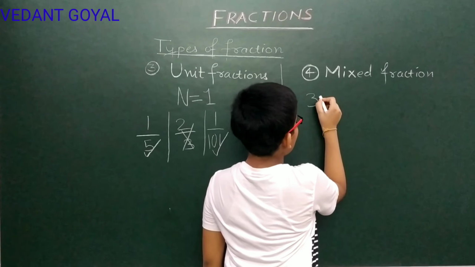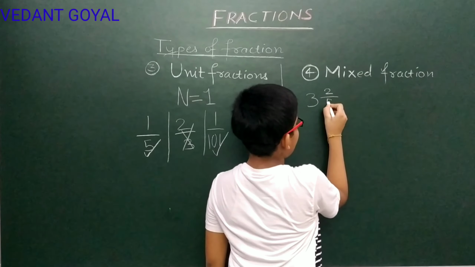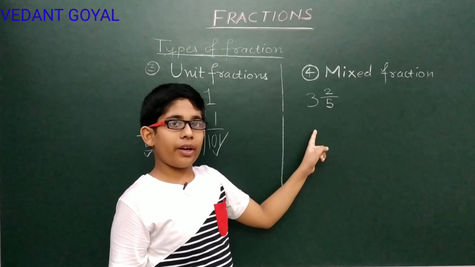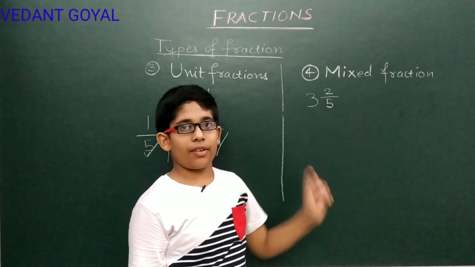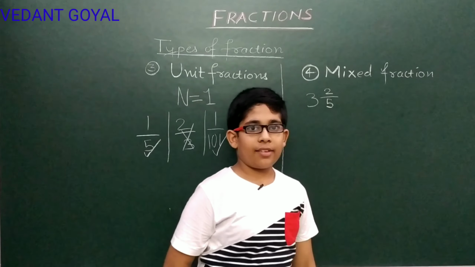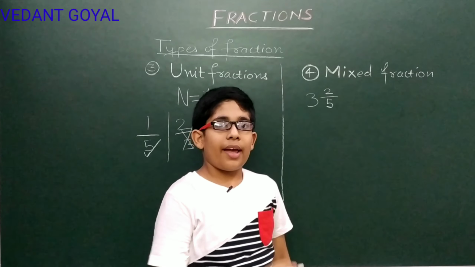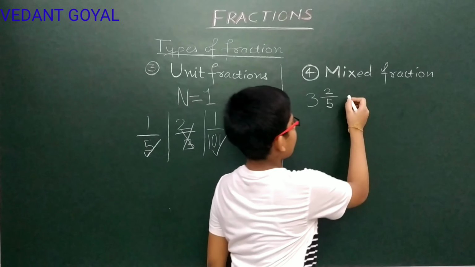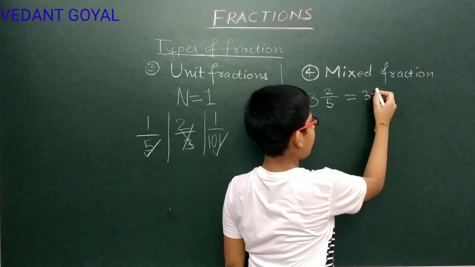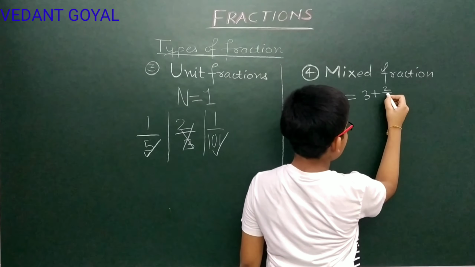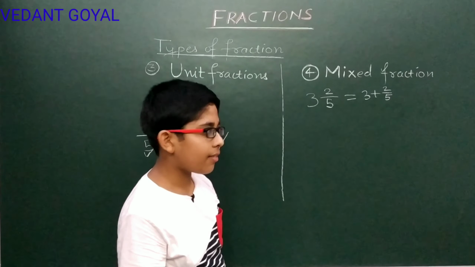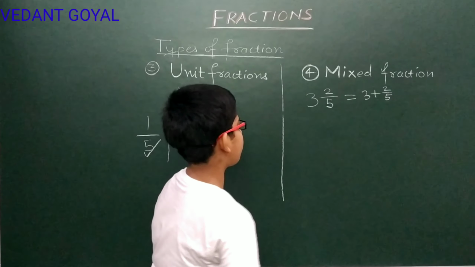3 2 by 5. So here 3 is the whole number and 2 by 5 is a proper fraction. It can also be written as the sum of the whole number and the proper fraction. 3 2 by 5 can be written as 3 plus 2 by 5. Okay?